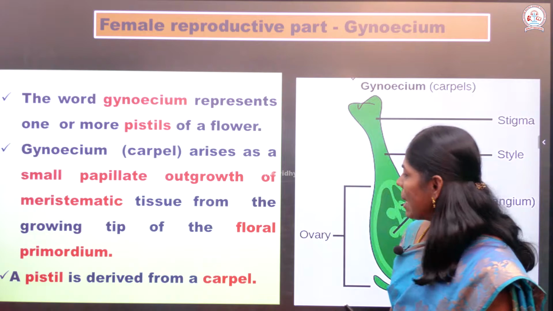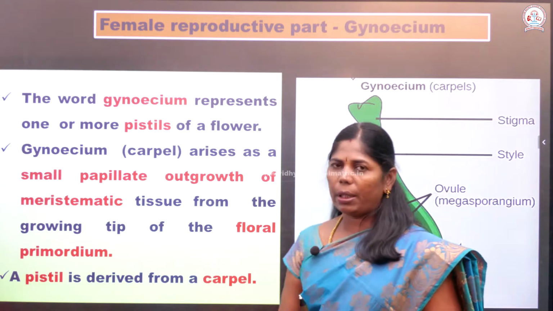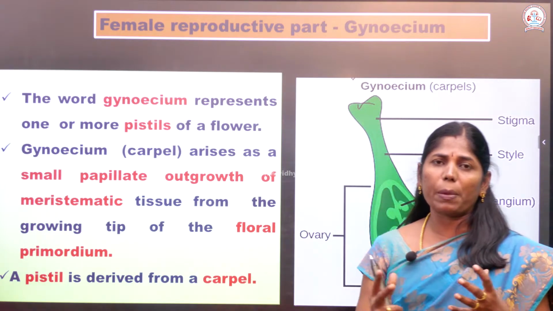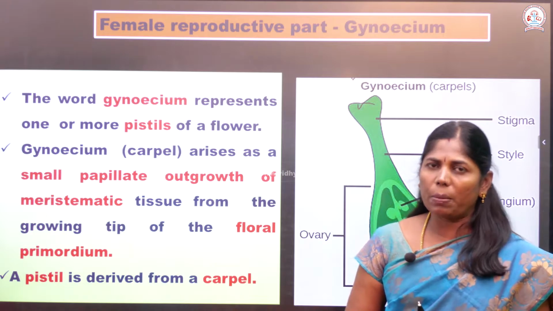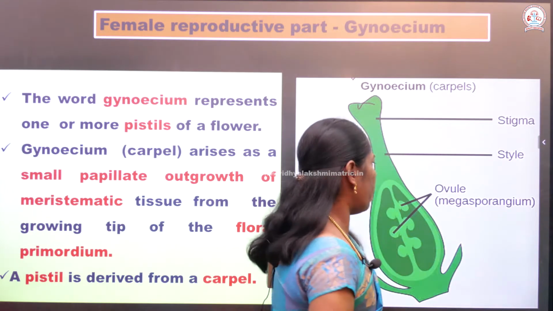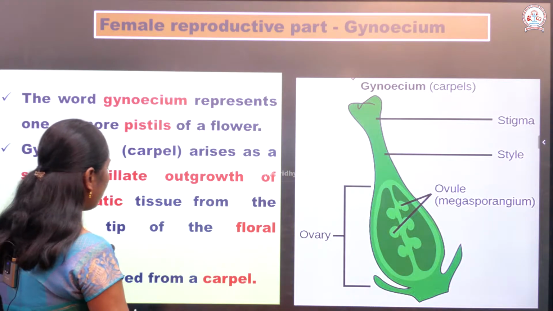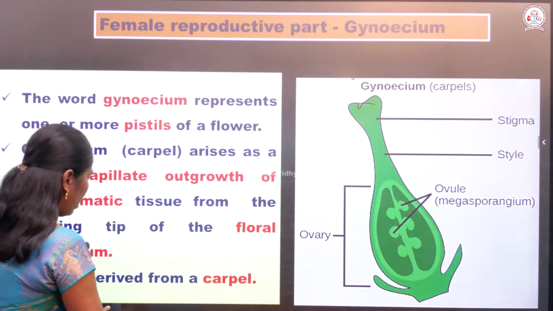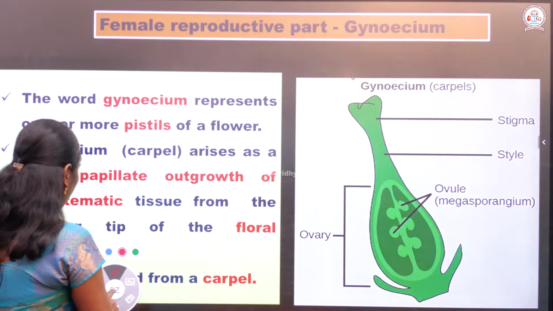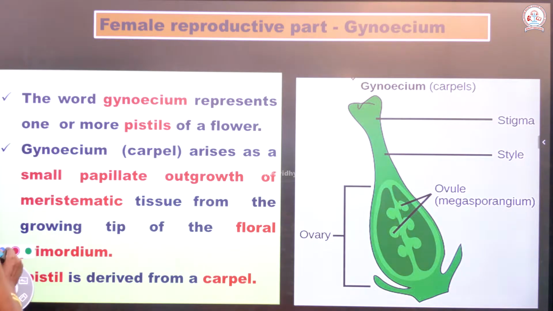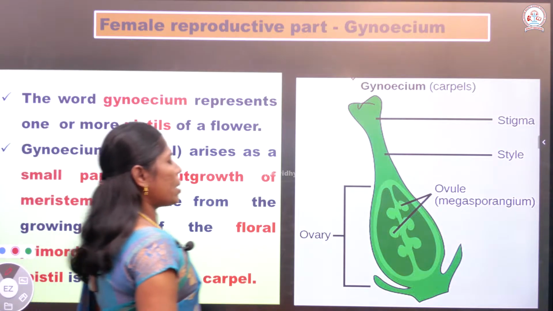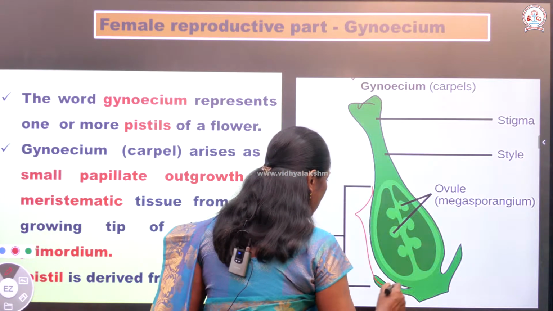The pistil is derived from a carpel. A number of carpels together form a gynoecium. What are the portions in the carpel? We can see three important regions in the carpel. What are the three important regions? That is the ovary, style and stigma. Which is the ovary? The basal swollen part is known as the ovary.